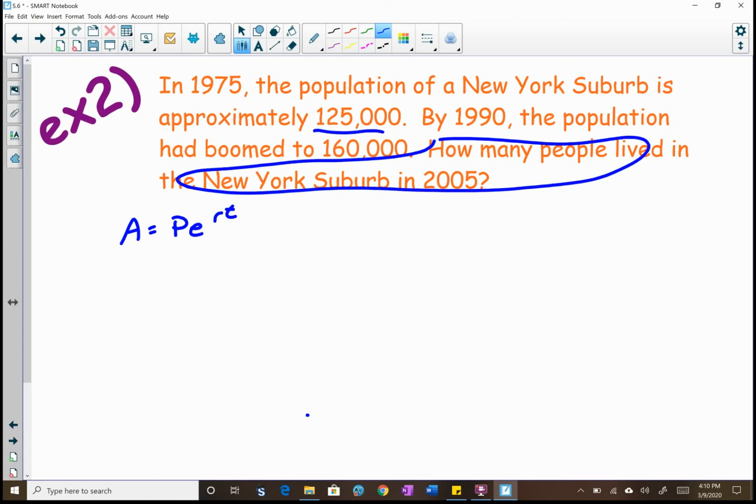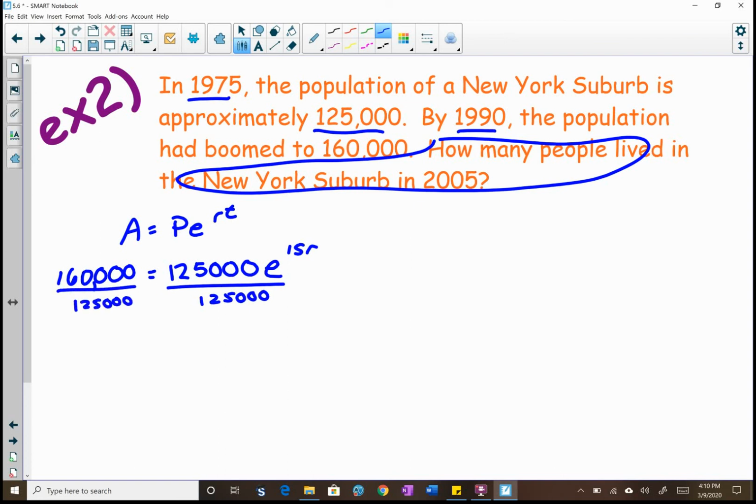So we started with 125,000, so there's the P. In 1990, we got to 160,000, so there's my final amount. Now, from 1975 to 1990, 15 years have passed. So I have 15 times R. Let's divide by 125,000. I got 32 over 25.